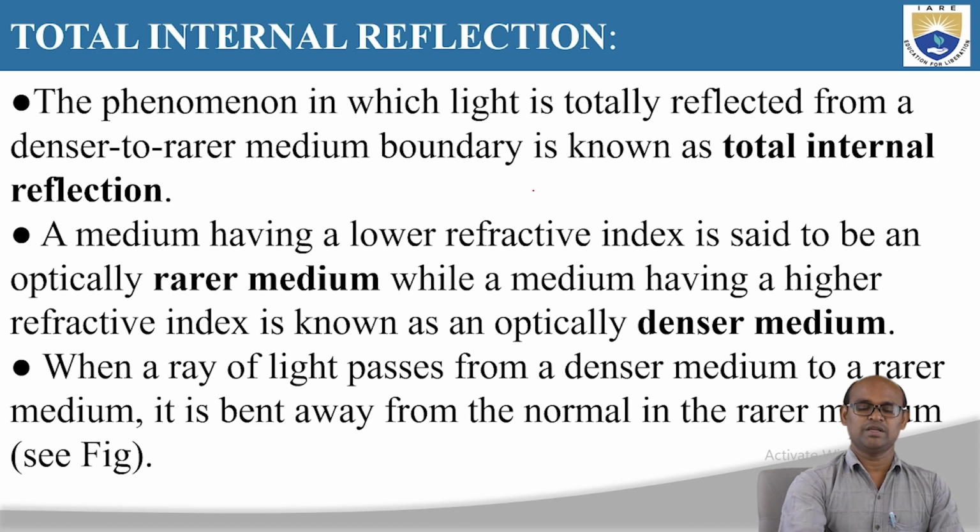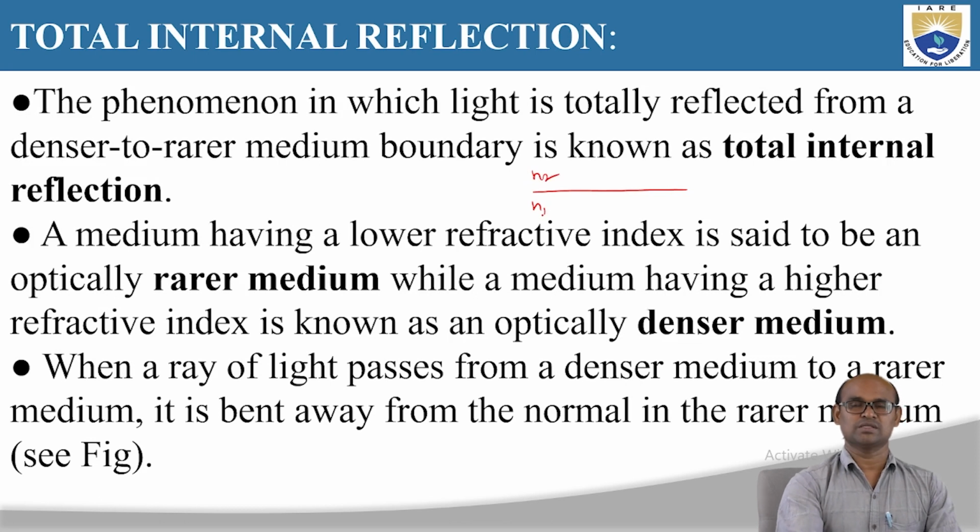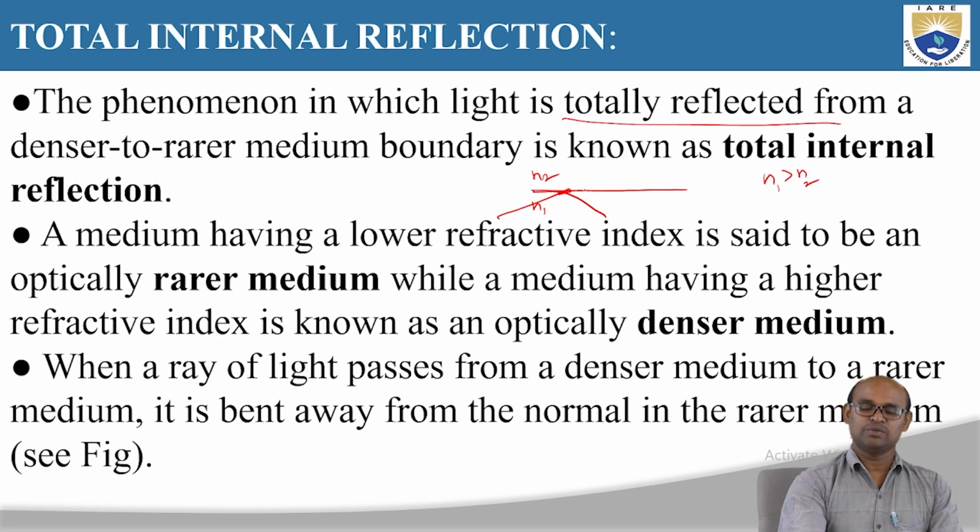Okay. So you have a denser medium and a rarer medium. For example, this is N1 and this is N2. If I give the condition N1 greater than N2, then N1 is the denser medium and N2 is the rarer medium. The phenomenon in which light is totally reflected back into the denser medium from the denser to rarer medium boundary is known as total internal reflection.